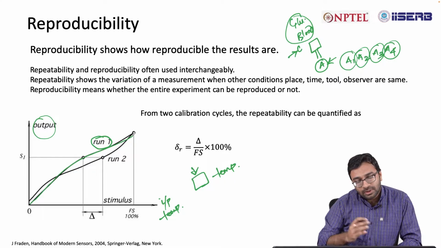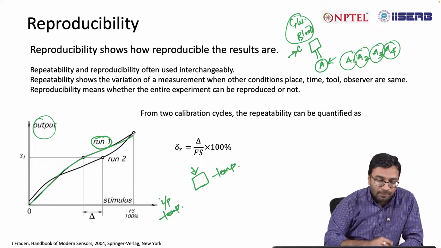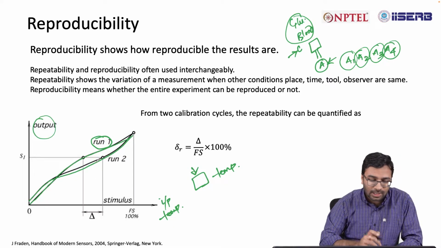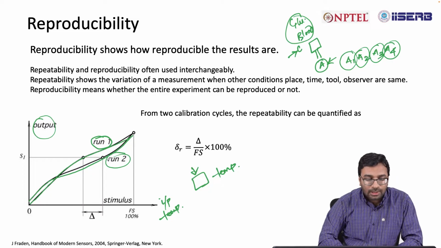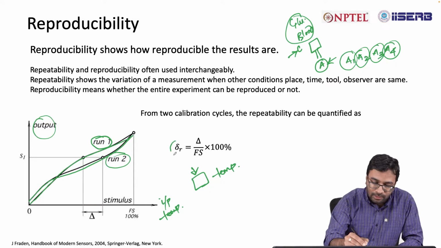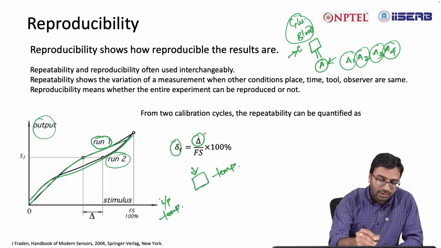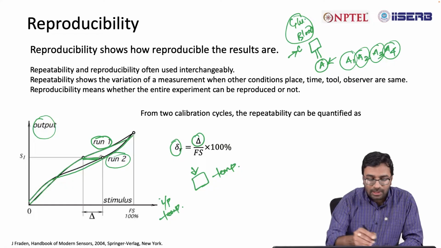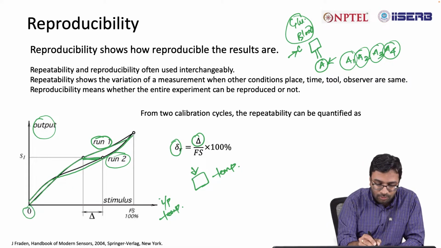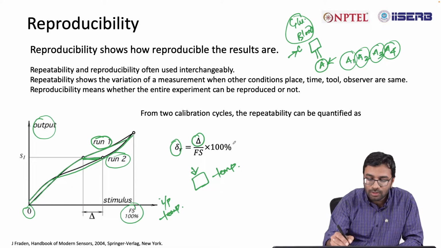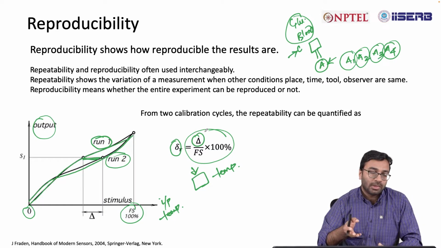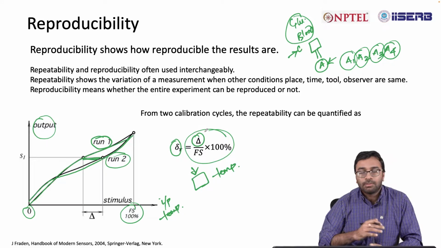Then for the same sensor you have done the experiment again. You again changed the temperature, you measured the response, and you got a response or calibration curve which is like this, the second one, run 2. Now you can calculate the repeatability delta R with capital delta, which is the maximum difference that you get, divided by the full scale, that is from 0 to 100%, into 100. That will give you the percentage of repeatability. So this is an equation which you may use to check the repeatability of your system.